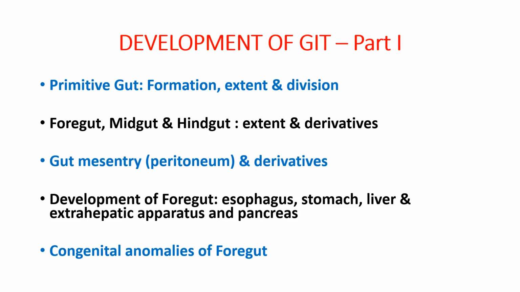We'll commence our lecture today under the following headings: the primitive gut, its formation, extent and division, the divisions of gut into foregut, midgut and hindgut with its extent and derivatives, the peritoneum, that is the gut mesentery and their derivatives, and we'll cover the foregut completely today by knowing its development, that is the esophagus, stomach, liver, extrahepatic biliary apparatus and pancreas, and the associated congenital anomalies of foregut. The midgut and hindgut will be dealt with in the second part of the development.